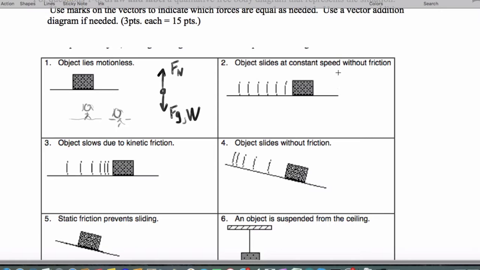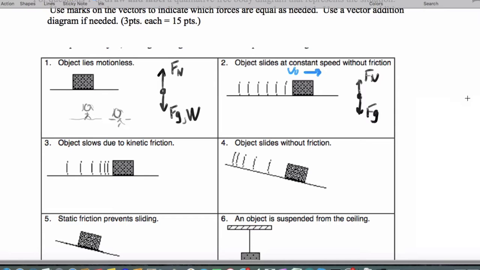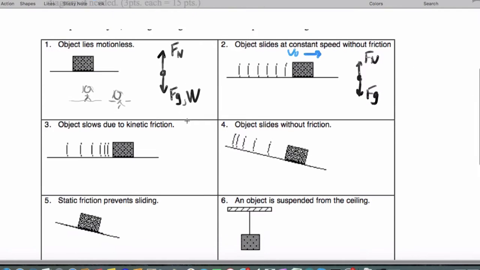Now here, we have a box sliding at constant speed without friction. Here's the interesting part about this free body diagram. We have a normal, we have the weight, and it turns out this velocity or this speed, that's not a force, and it doesn't go in the free body diagram. And so there's no other forces acting on this object.